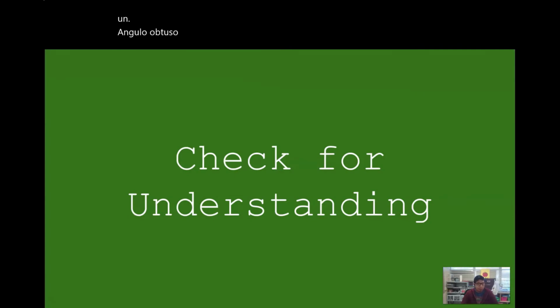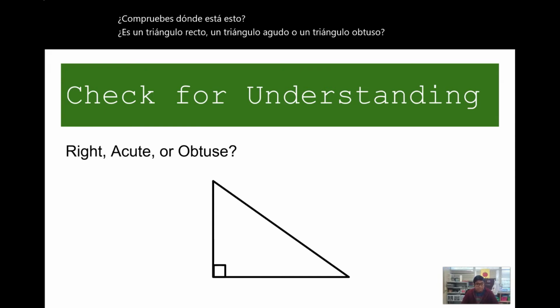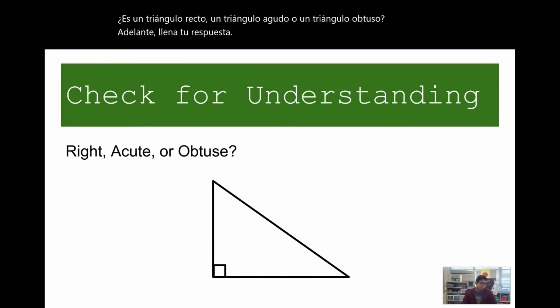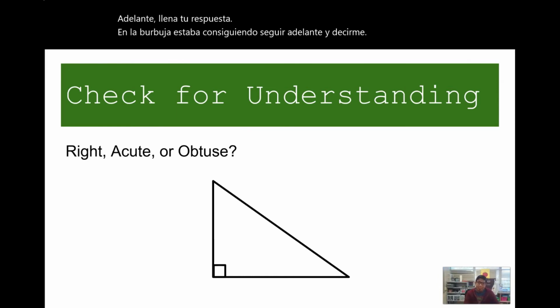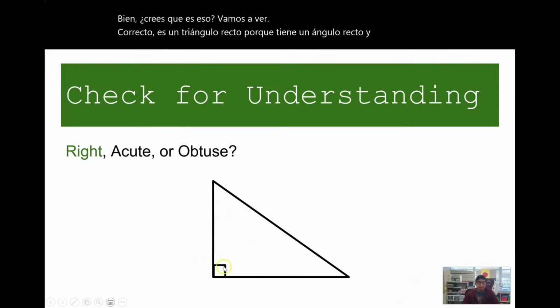Okay, let's go ahead and check for our understanding. What is this? Is this a right triangle, acute triangle, or an obtuse triangle? Go ahead and tell me. Okay, you think it's that? Let's check. Correct, it's a right triangle because it has a right angle. And you could tell because it makes an L and it has a little square.